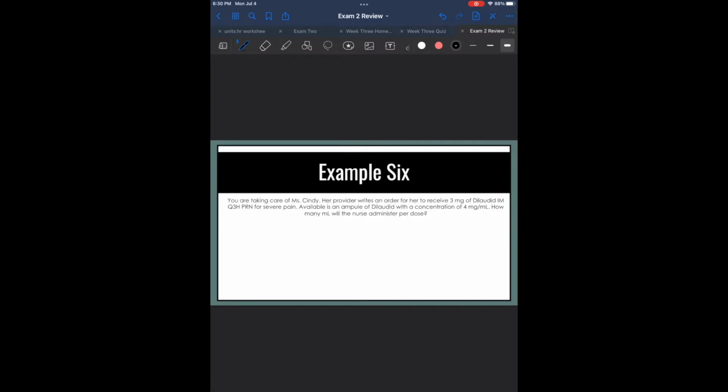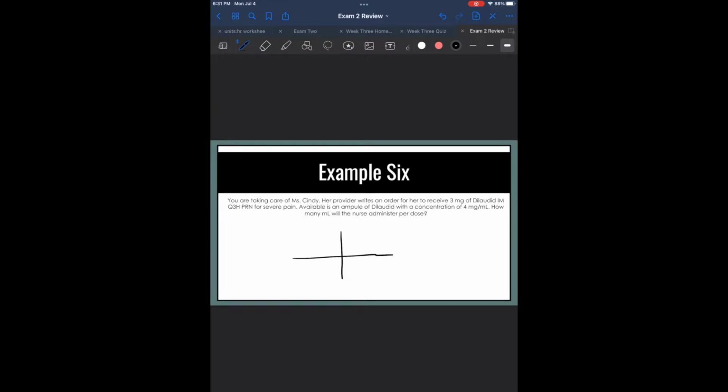All right, looking at our next example here, Miss Cindy is who we're taking care of, and her doctor has put an order in for her to get 3 milligrams of Dilaudid IM every 3 hours as needed for severe pain. We have ampules of Dilaudid available that has a concentration of 4 milligrams per milliliter, and we want to know how many milliliters we're going to give her per dose.